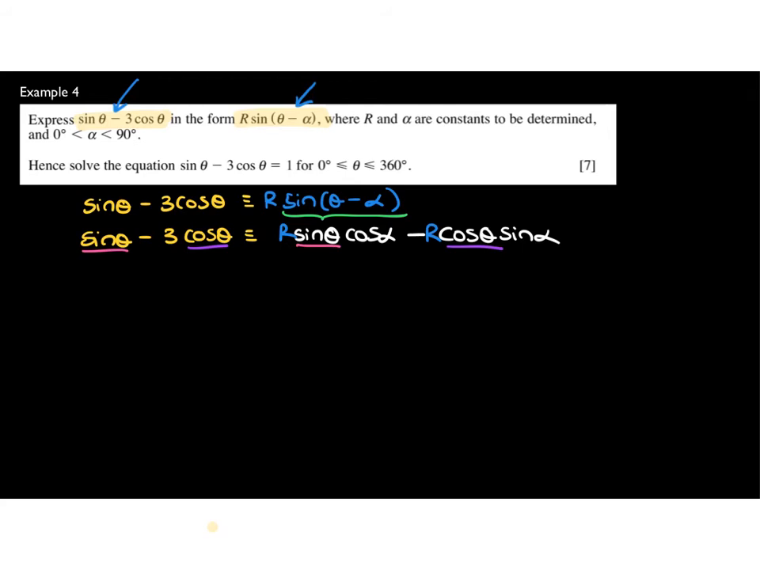So let's start off by comparing the coefficients for sine theta. Now, on the left-hand side, we have 1 sine theta, and on the right-hand side, we have r cos alpha as the multipliers of sine theta. So what else do we now do? Let's look at cos theta.